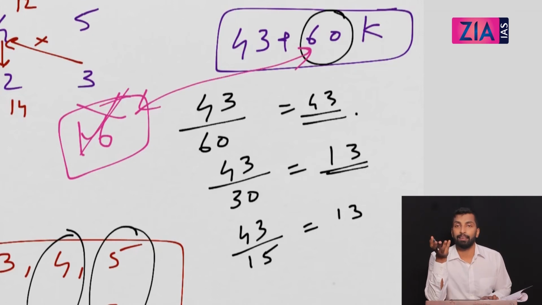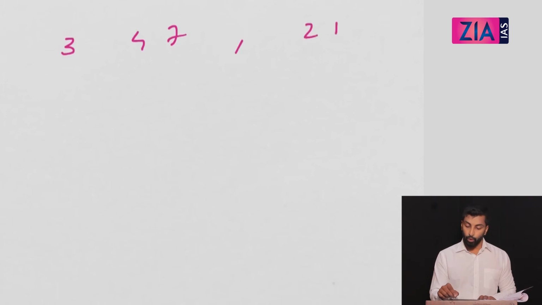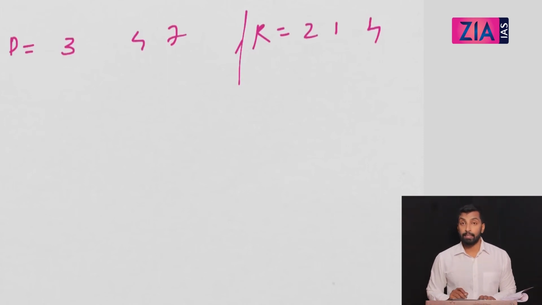If you need one more question, you can just make a question. Okay, so let's make a question. A number when successively divided by 3, 4, 7 leaves remainders 2, 1, 4. So remainders are 2, 1, 4, divisors are 3, 4, 7. Successively, so what you need to do, you need to write in the order 3, 4, 7, 2, 1, 4.